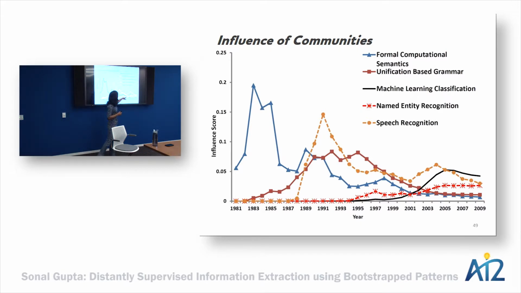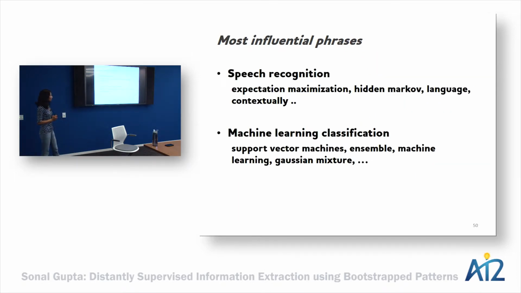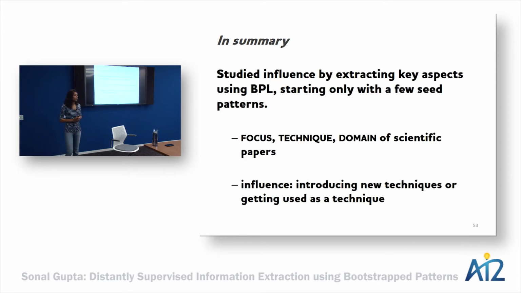The red one, named entity recognition, has been increasingly influential because other communities are using NER systems to do their things. So some of the most influential phrases out of these two communities are, for speech recognition, expectation maximization, hidden Markov, and language, I'm assuming it is like language modeling. And similarly, for machine learning classification, it is support vector machines, ensemble, machine learning, Gaussian mixture. So our system brought these as the most influential phrases of these two communities.